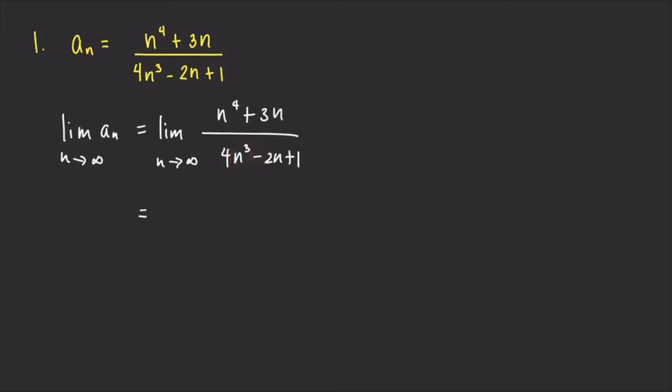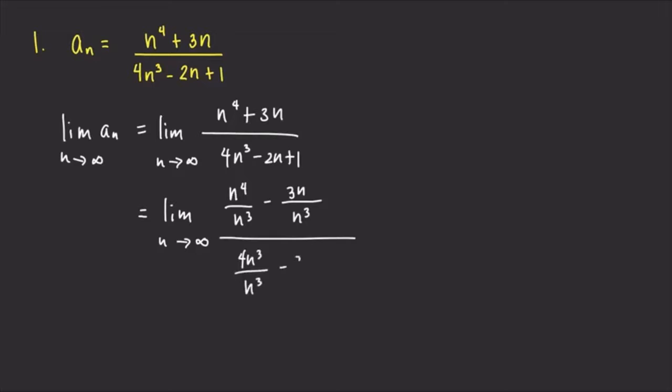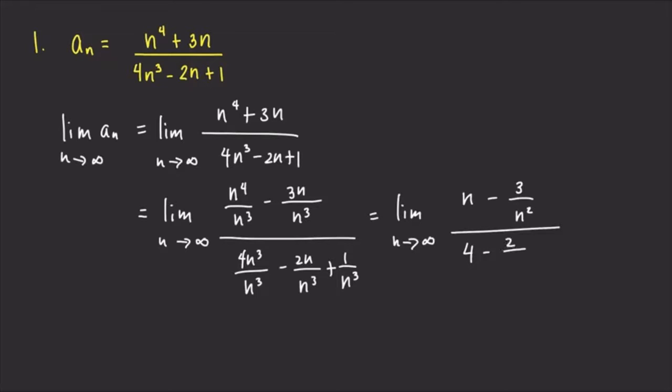So here we have the limit as n goes to infinity of n raised to 4, divided by n cubed. And then in the numerator you also have 3n over n cubed, and then over 4n cubed over n cubed, and then minus 2n all over n cubed, and then plus 1 over n cubed. When we simplify this fraction, we get n plus 3 over n squared over 4 minus 2 over n squared, and then plus 1 over n cubed.